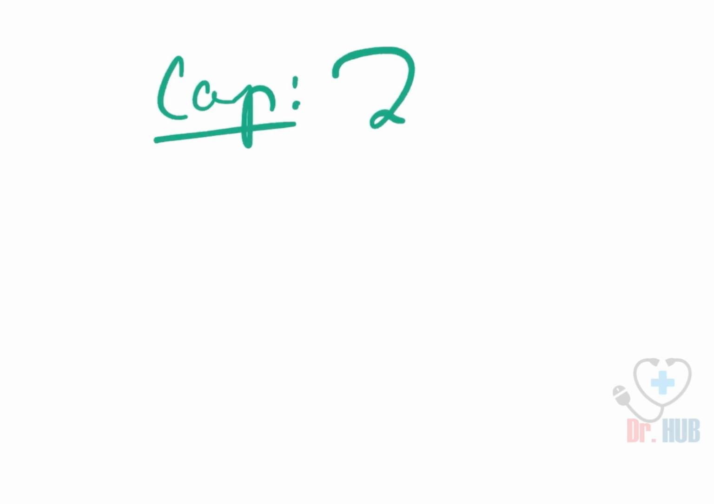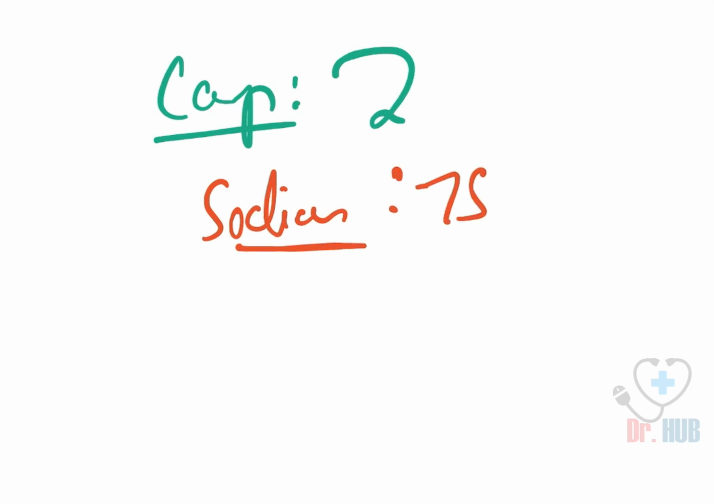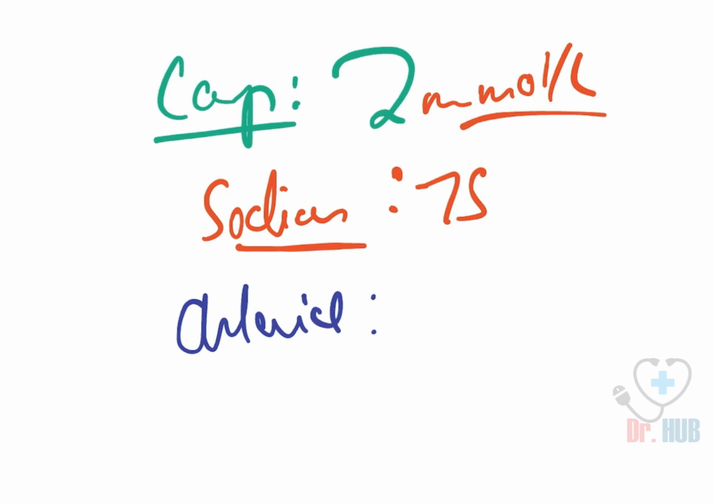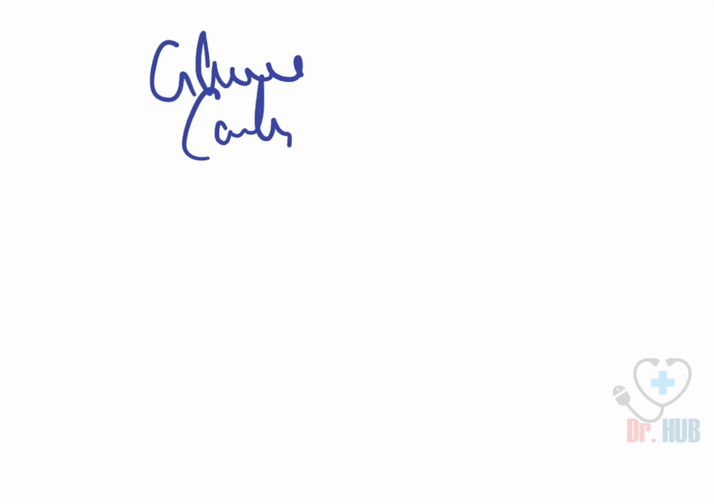Next we are going to see the composition. The units here are all mmol per liter. First one is sodium, which is about 75. Then chloride, which is 65. Then glucose, which is anhydrous, and this is about 75. So in 75 there are two: sodium as well as glucose, which is anhydrous.